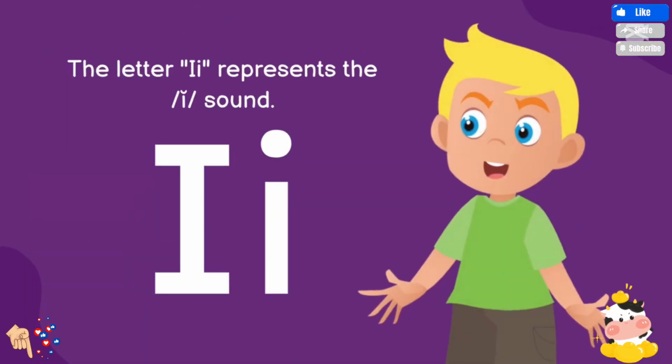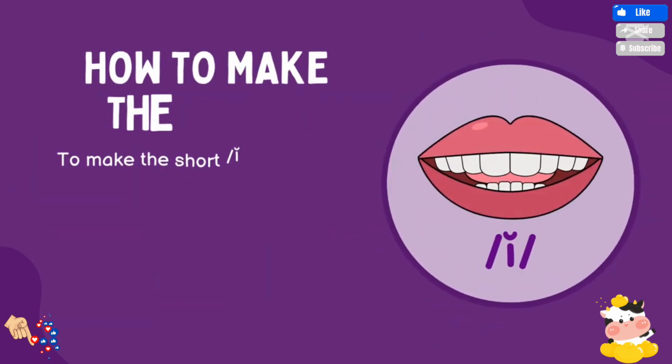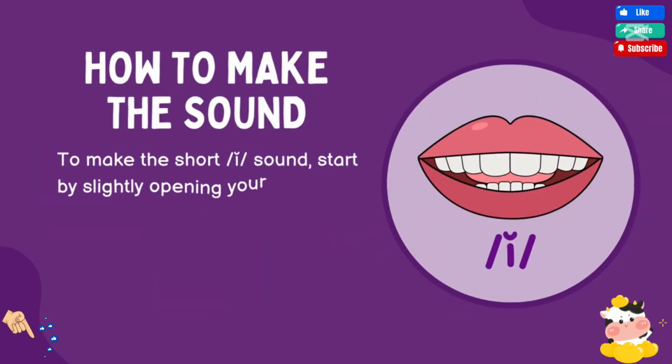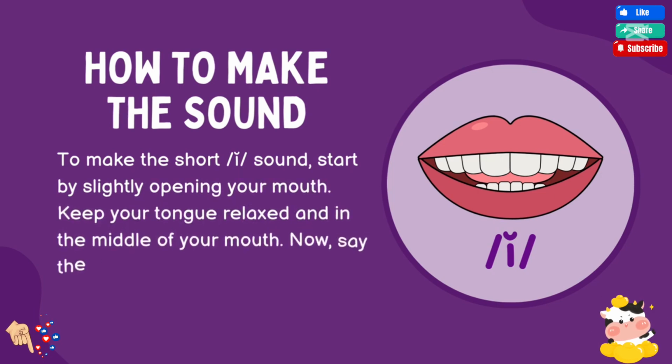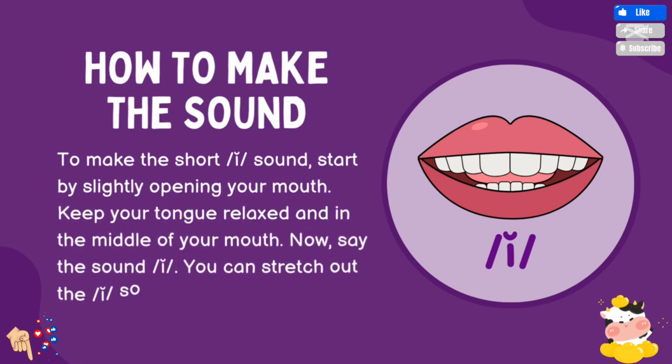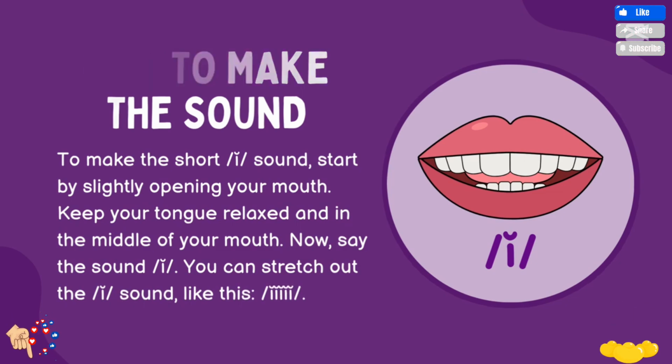The letter I represents the I sound. How to make the sound. To make the short I sound, start by slightly opening your mouth. Keep your tongue relaxed and in the middle of your mouth. Now, say the sound I. You can stretch out the I sound, like this, I.